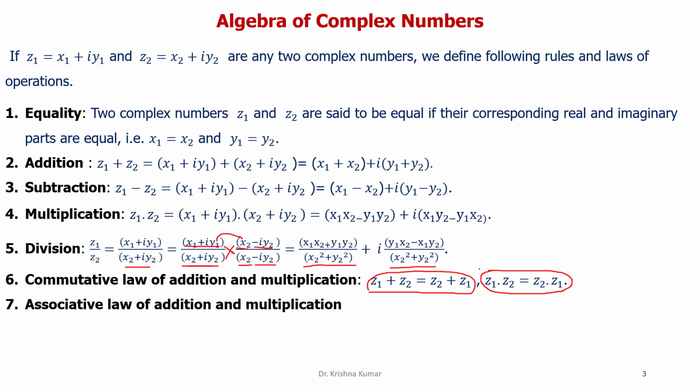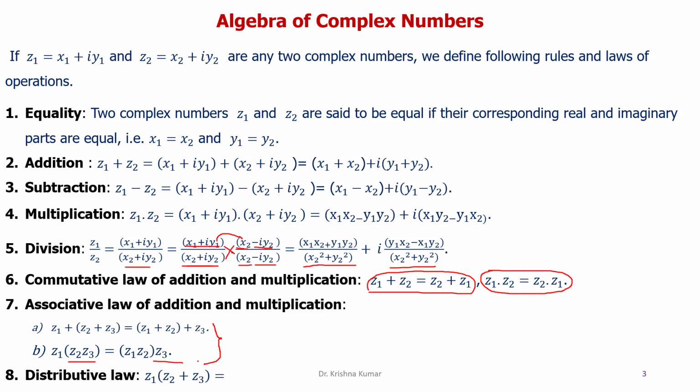Associative law of addition and multiplication. So Z1 plus in bracket Z2 plus Z3 is equal to in bracket Z1 plus Z2 plus Z3. So this shows the associative law of addition. Similarly, Z1 times of Z2 Z3 is equal to Z1 Z2 whole times of Z3. So this is called associative axiom or property or law of complex numbers for addition and multiplication.